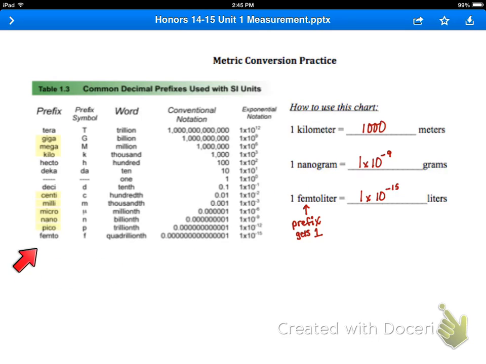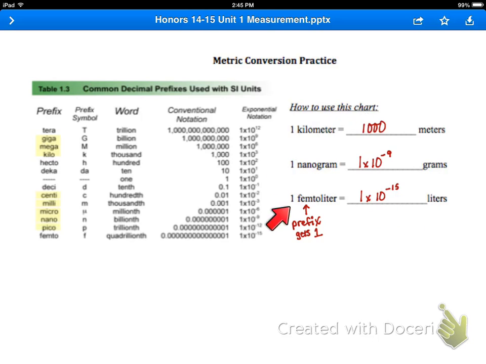1 nanogram. Go over here and find nano. N. It's a billionth. Do not write out the word billionth. It is point lots and lots of zeros followed by a 1, or 1 times 10 to the minus 9. You're going to want to use scientific notation here because no one wants to count all those zeros. So 1 nanogram, remember, nanogram gets the 1 because it has the prefix, is 1 times 10 to the minus 9th grams. That's how many base units. 1 femtoliter, 10 to the minus 15 liters.